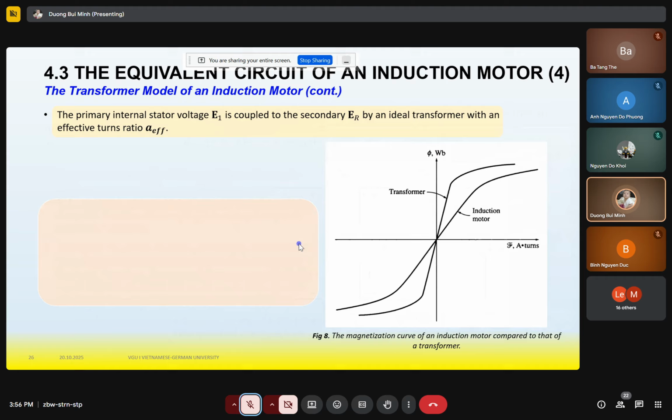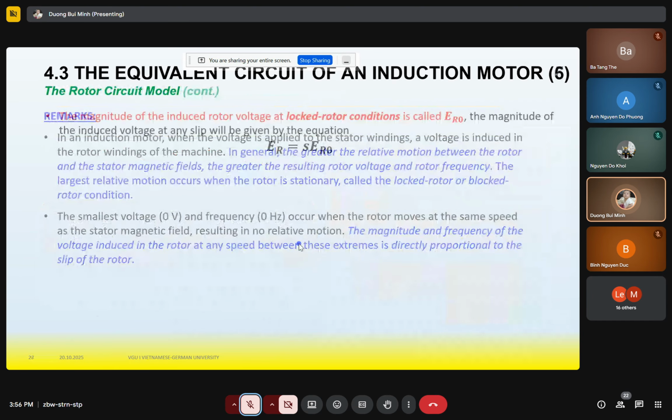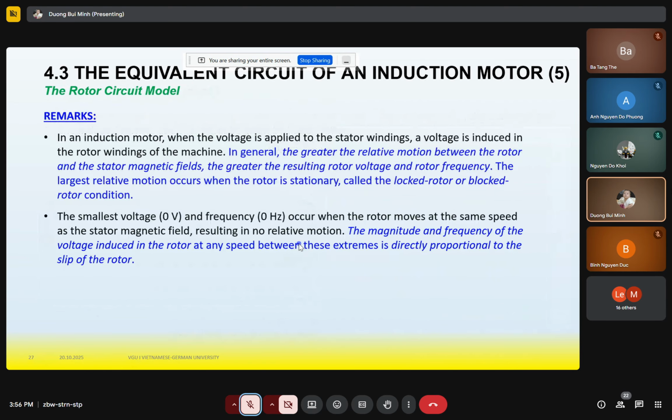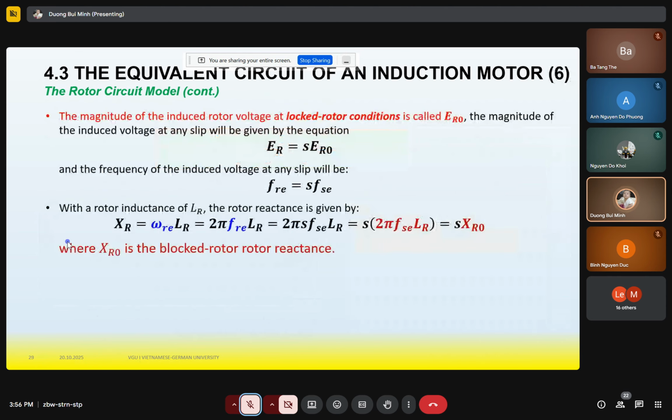This one is for your reference, so we skip it. Now we know the idea, right? We have two cases. I just pick up the rotor circuit. So this one is ER, and this one is RR. This one is jXR. Like this.